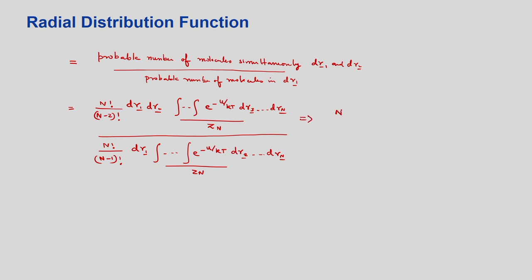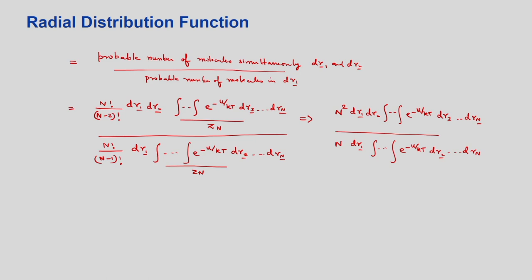So it will now be n square into dr1 dr2, then this integral. So Zn and Zn will cancel out. So what you have is simply another term here as n. So just do the mathematics here. It will simply be n and then you will have dr1, but starting from the elemental volume 2, ending with the number of molecules.